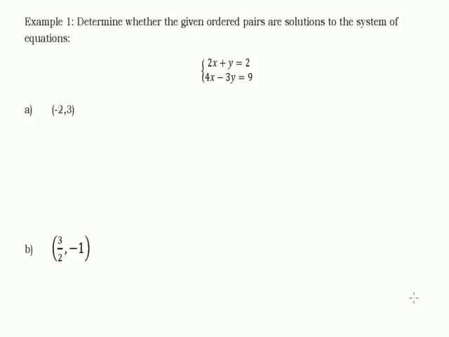Looking at example 1, we're asked to determine whether the given ordered pairs are solutions of the system of equations below. So we need to determine whether these points in A and the point in B make both of the equations here in the system true. So remember, this ordered pair represents an x and y value. So let's evaluate that first equation. Plugging in the -2 for x and the 3 for y, we're going to determine whether or not this statement is true or false.